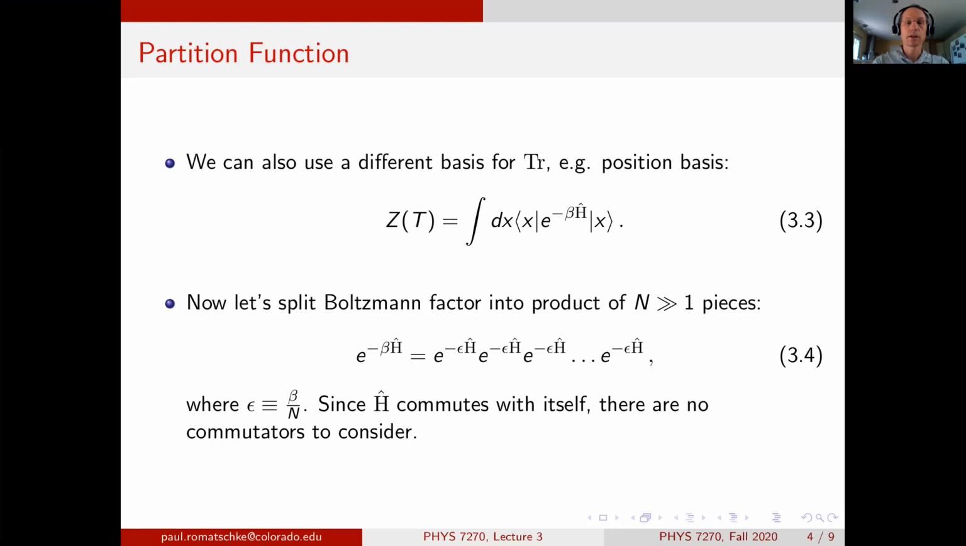The next step to getting to the result we want is to split the Boltzmann factor e^(-βĤ) into a product of N different copies of e^(-εĤ), where ε is just β divided by the number of constituents that we write down for this product. Since Ĥ by definition commutes with itself, there are no non-trivial commutators that we have to consider in this expression.